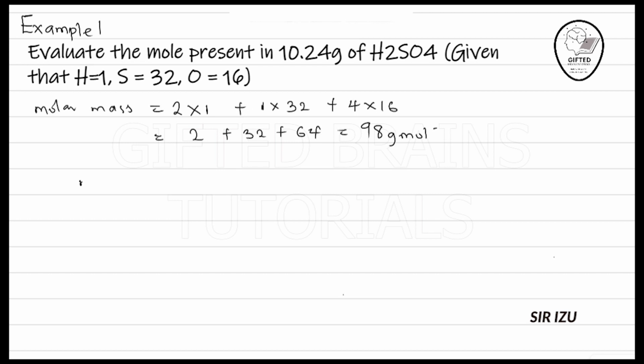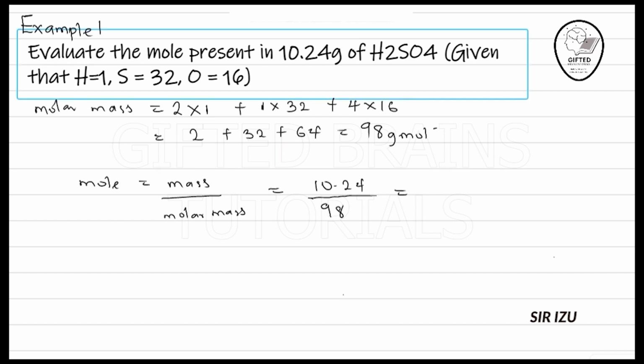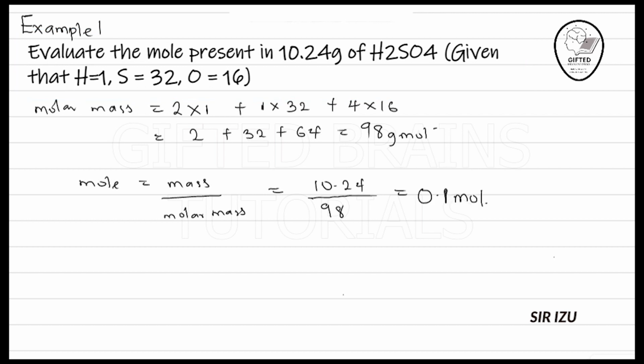So the mole here will be just mass over molar mass. And obviously, the mass given to us is 10.24, and the molar mass we've obtained is 98. So eventually our answer is 0.1 mole. That's the answer.